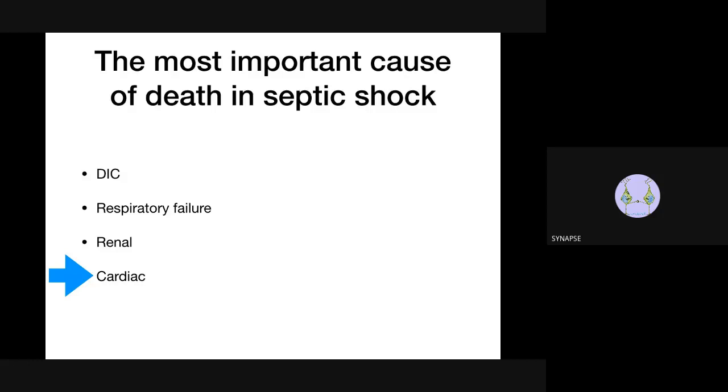And again, if you see MODS, multi-organ dysfunction syndrome, is the cardiac system also included in MODS? Yes, ma'am. So according to you, MODS is the right answer. There are so many organs involved in that, and the cardiac system happens to be the first thing to fail. So it will be the most important cause of death. Do you get it? Yes, ma'am. Okay, let's move on.